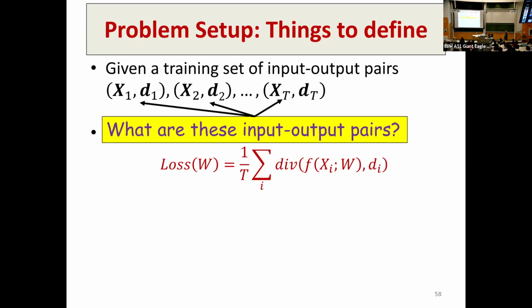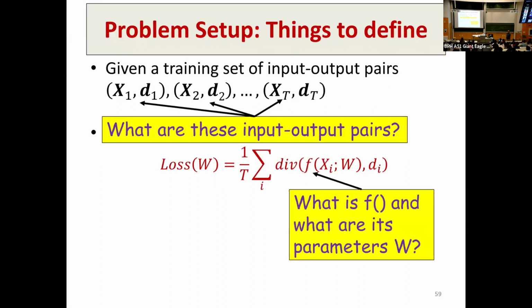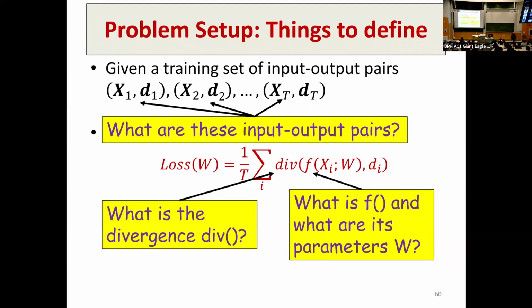What are these things? I'm speaking of playing a game. How did that become a collection of numbers, right? I'm speaking of predicting a game strategy. How did that become a number? So I have to define my input-output pairs. Anything else I have to define? What is the function and what are its parameters, correct? That's an ugly function. And what is the divergence? These are all things I have to define, right?